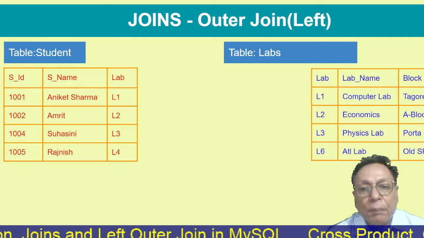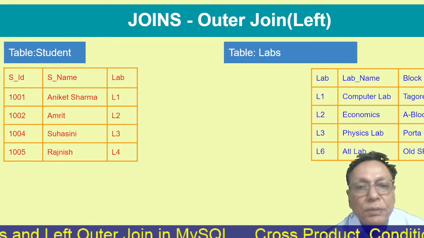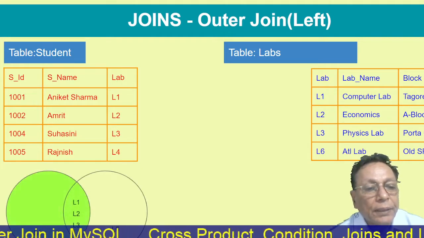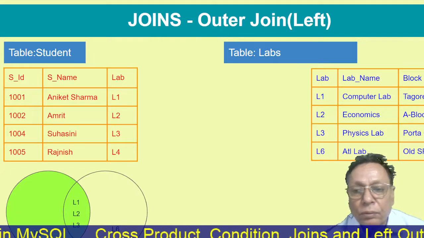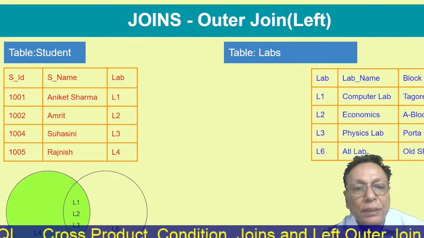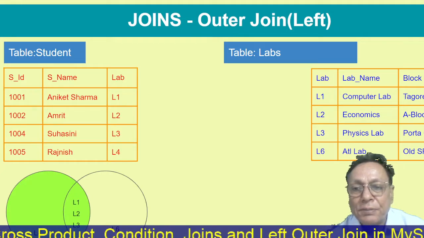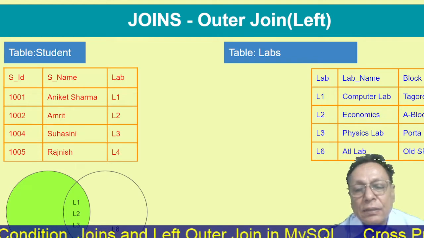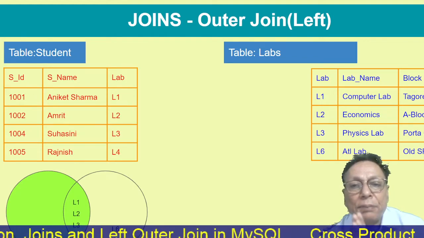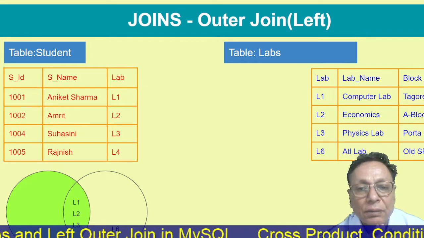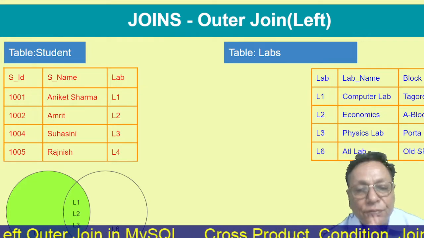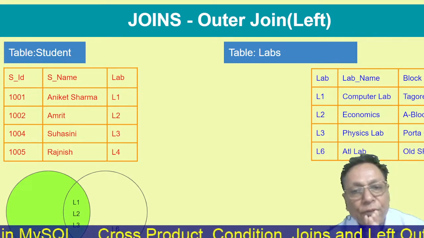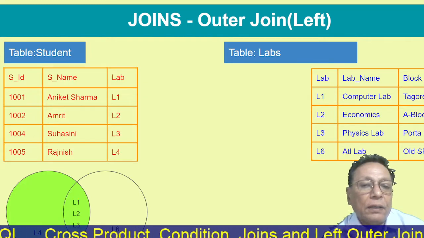Let's see how to apply the outer join SQL statement. So these are two tables and we have drawn a Venn diagram. Here L1, L2, L3 are the common codes in both the tables, and L4 is not available in the labs table, and that is why it is left in the left table only. But L6 is available in the labs table, but it is not considered because it is not following the left join or left outer join. So what should be the SQL statement we should write for left outer join?